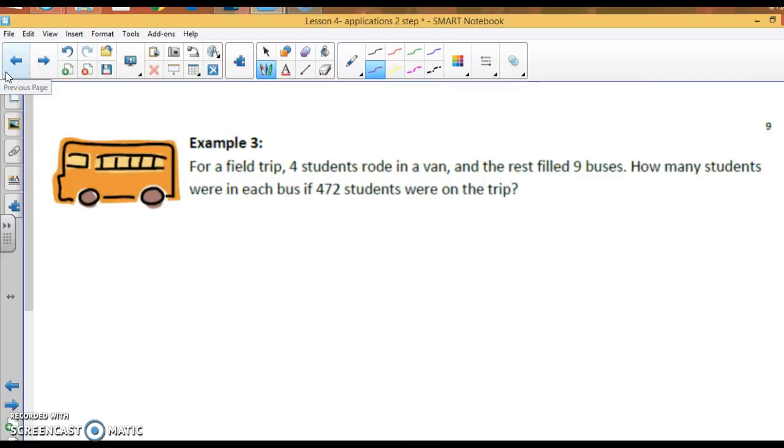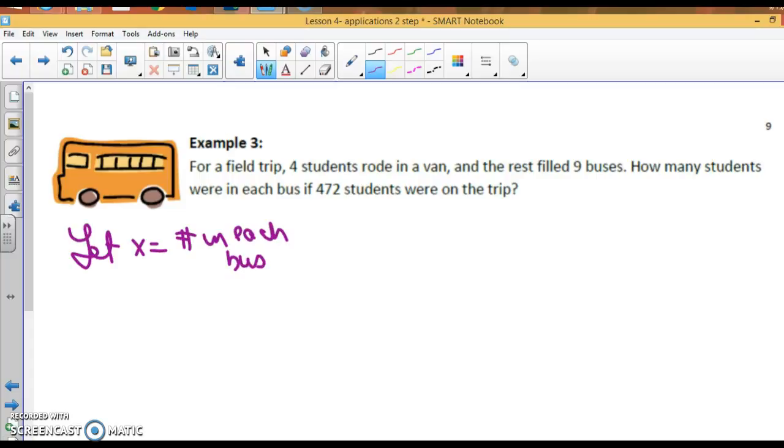For a field trip, 4 students rode in a van, and the rest filled 9 buses. How many students were in each bus if 472 students were on the trip? So let x equal the number in each bus. That's what we're looking for. Define your variable, what you're looking for, what you don't know.